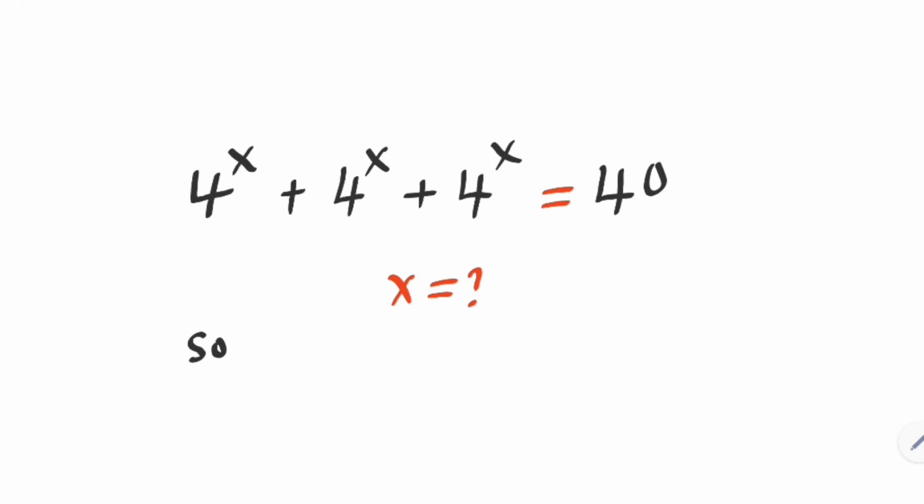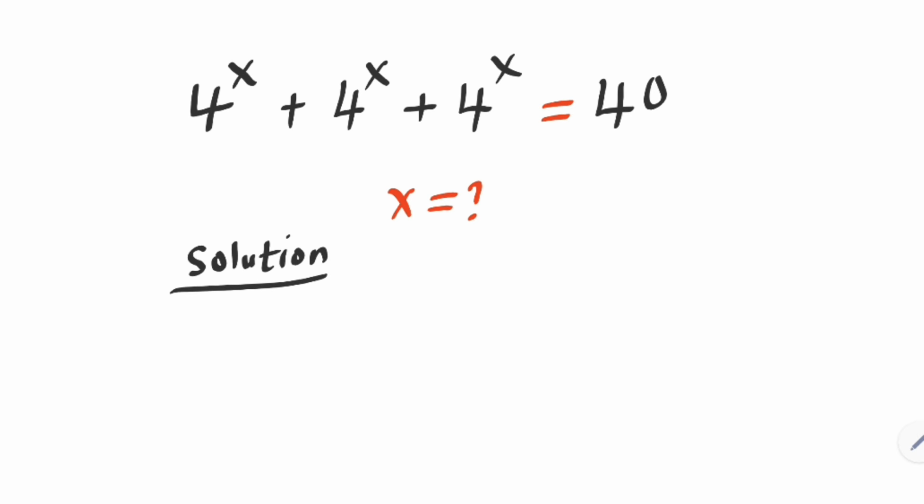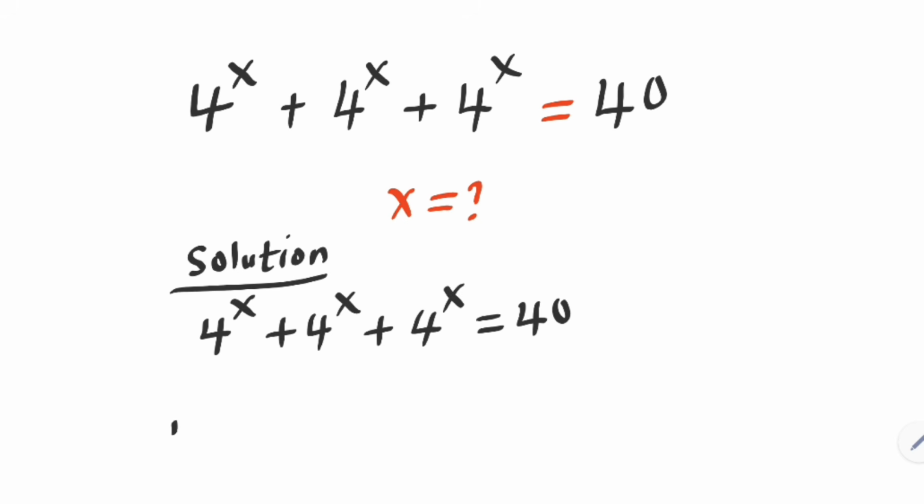Solution. We have the given equation 4 raised to power x plus 4 raised to power x plus 4 raised to power x is equal to 40. You can see that 4 raised to power x is common. Let's bring it out. This is 4 raised to power x bracket. If you divide this 4 raised to power x by this 4 raised to power x, we have 1.